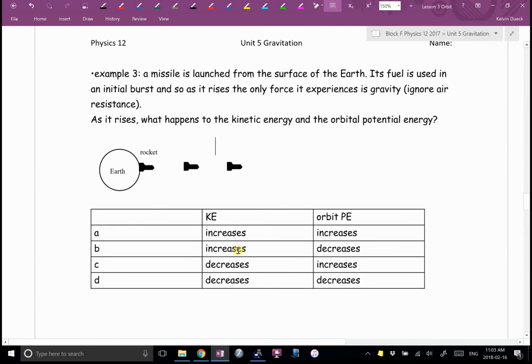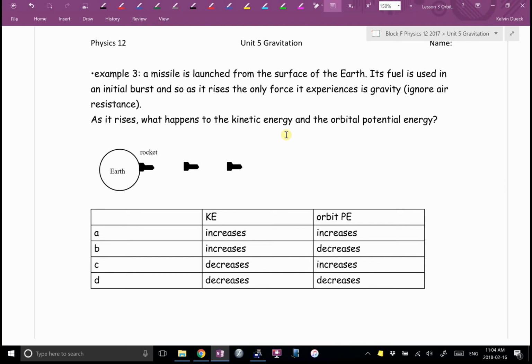Example 3. Suppose we launch a missile from the Earth, and we use all of its fuel in one initial burst. So we're going to fire the rocket and then shut off the rocket and let it coast the rest of the way. It's a thought experiment, and we're going to ignore air resistance because that makes the math yucky. So the only force that it experiences as it rises is gravity.